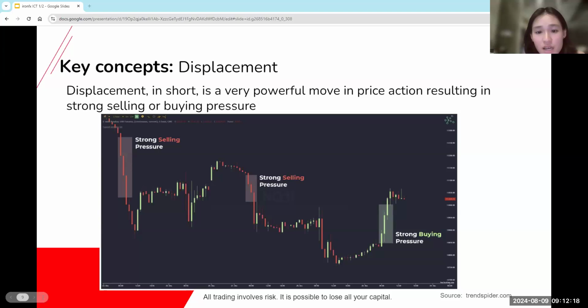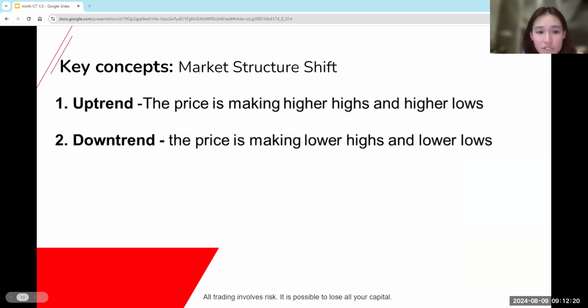Okay, so next let's talk about market structure shift. Market structure shift is basically the general trend. There are two types of trends. Obviously, if there is an uptrend, price is making higher highs and higher lows. And if there is a downtrend, price is making lower highs and lower lows.